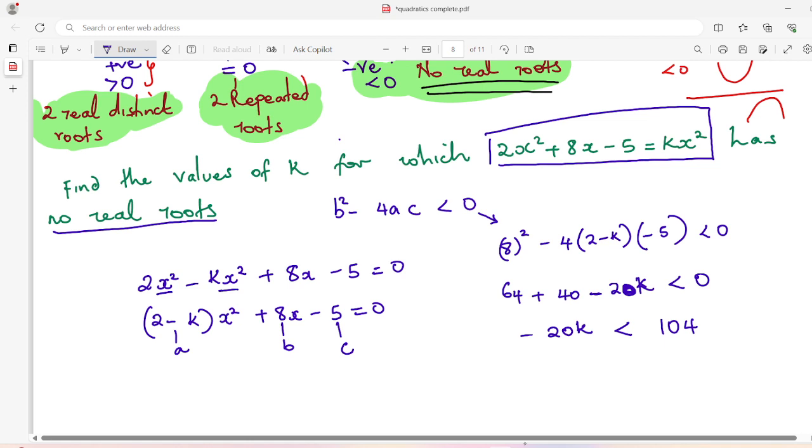Remember when you divide by a negative, the sign changes. So we shall have k greater than negative 5.2. So this is how it is worked out. First of all, you make sure that you form something quadratic. After forming something quadratic, you bring in the idea of a discriminant. So the discriminant for no real roots is basically that: b squared minus 4ac less than 0.